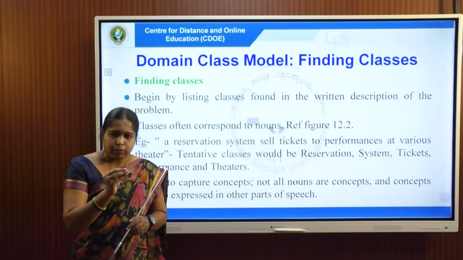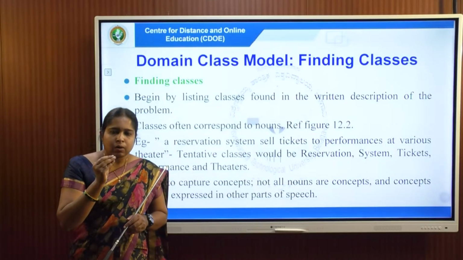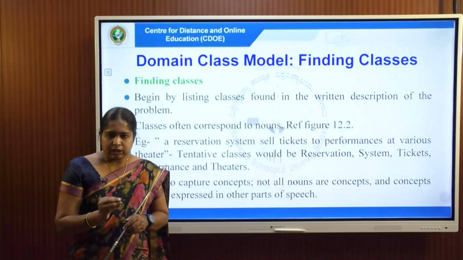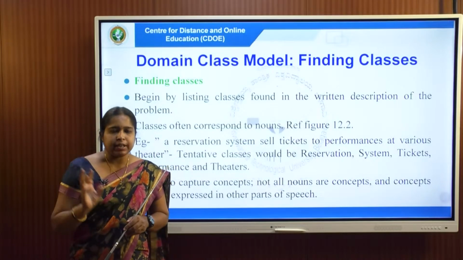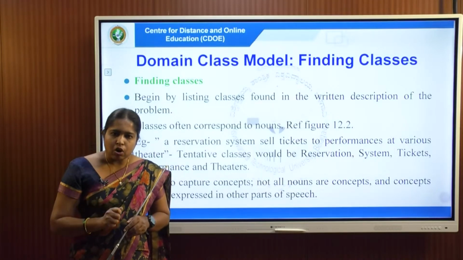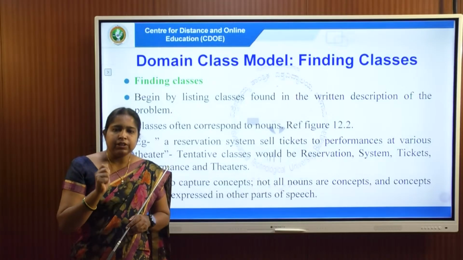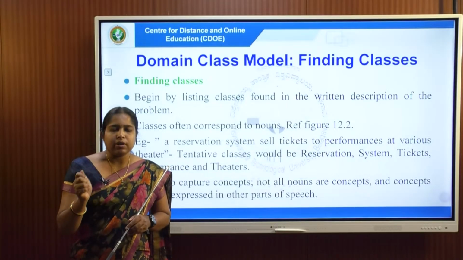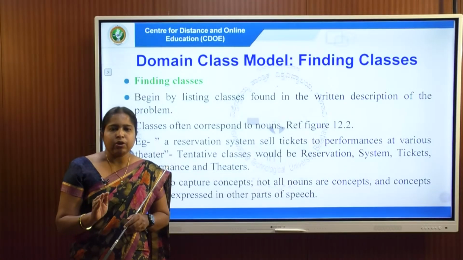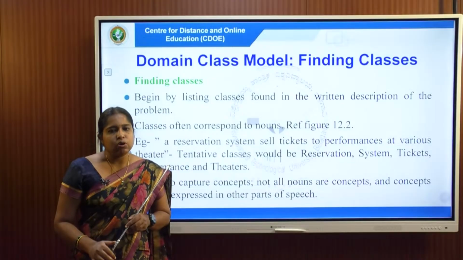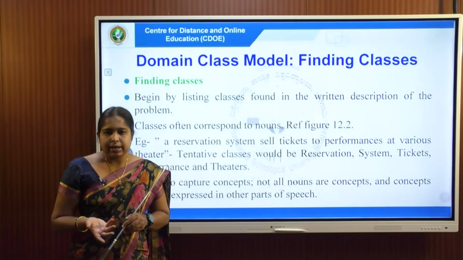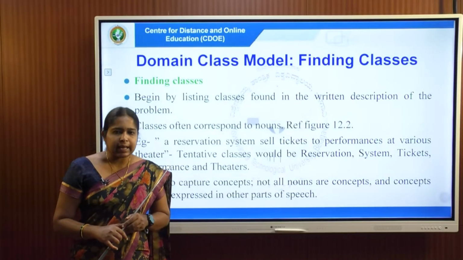Now, from the problem statement, our idea is to capture the concept. In order to capture the concept, we are following the approach of identifying nouns. So identify all the nouns and then check whether each is a concept or not. If it is not a concept, you remove it. This is not the only way to capture concepts; there are other parts of speech as well, and in that way you can also identify the classes.